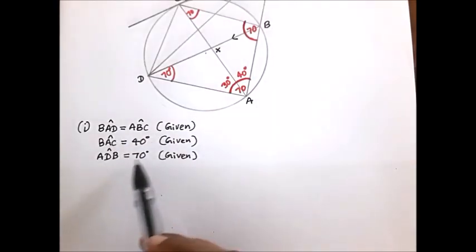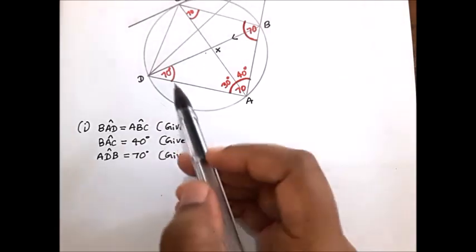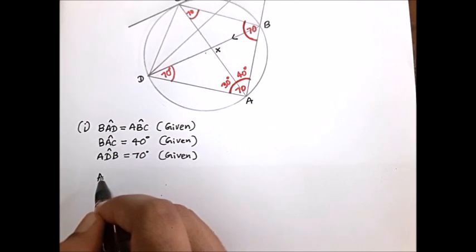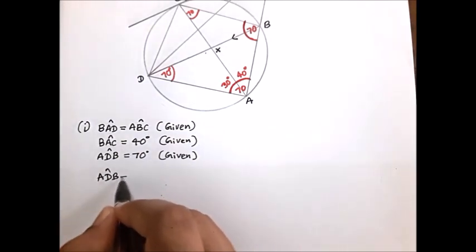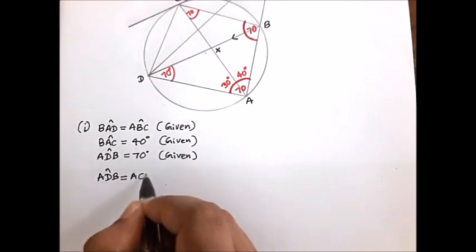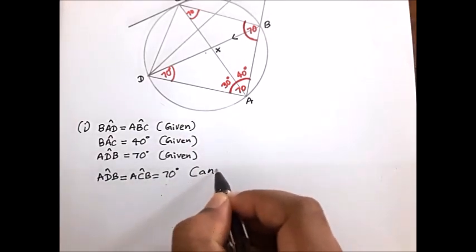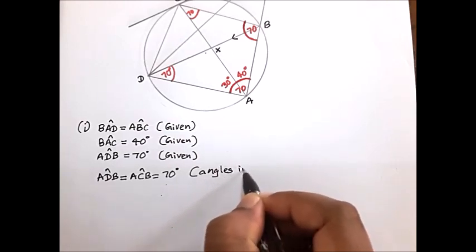These three data are given in the question. Then write these two angles. ADB equal to ACB equal to 70 degrees. Reason: angles in the same segment.